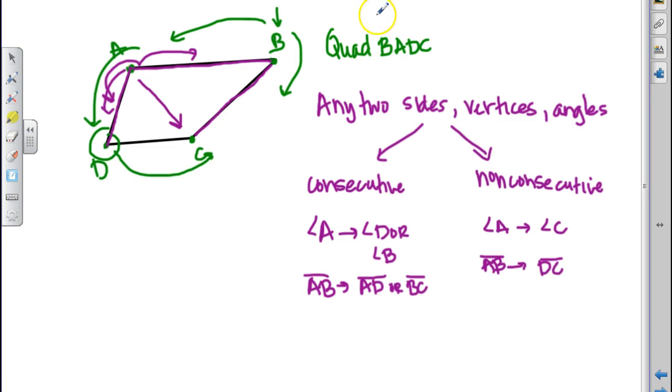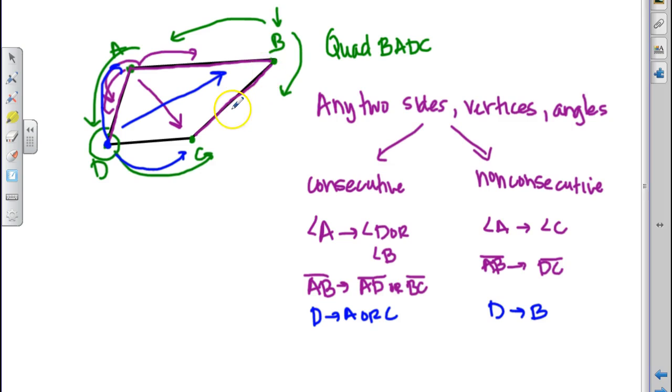All right, and then vertices. So let's pick vertex D this time. Consecutive to vertex D would be A and C. Non-consecutive to D would be B. It's all the way across. There's that one that's right next to it, and then this one's next to it. It's one jump away, two jumps away. You have to go here and then here. So it's across at the diagonal, so it's non-consecutive.